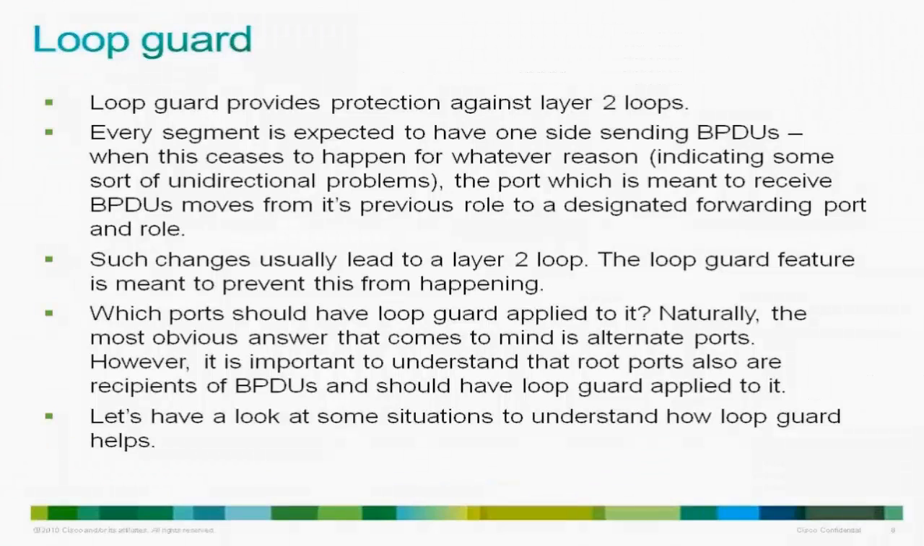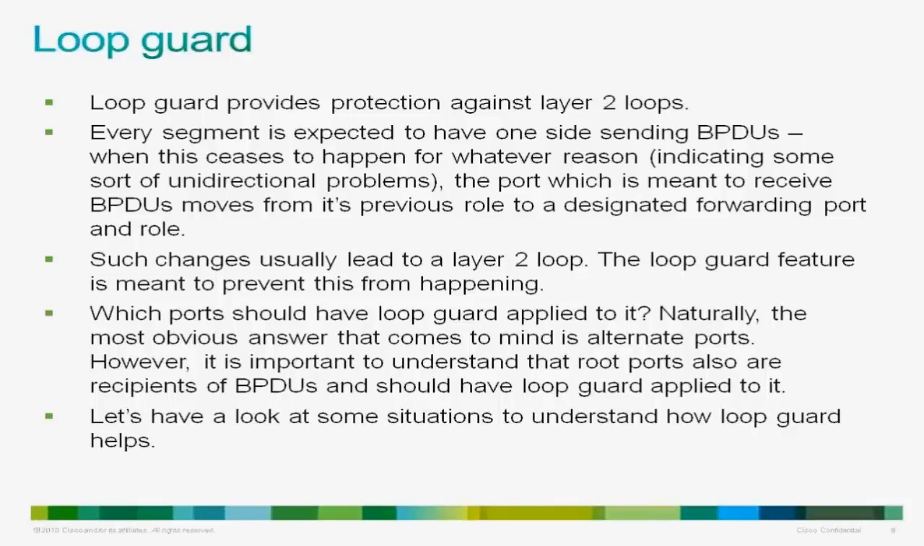So the most common failure conditions for a loop arise out of the fact that you might have some sort of unidirectional problems in your segments, where you're not able to process BPDUs or not able to receive BPDUs, or the other side, the designated port, is not able to send BPDUs to you.